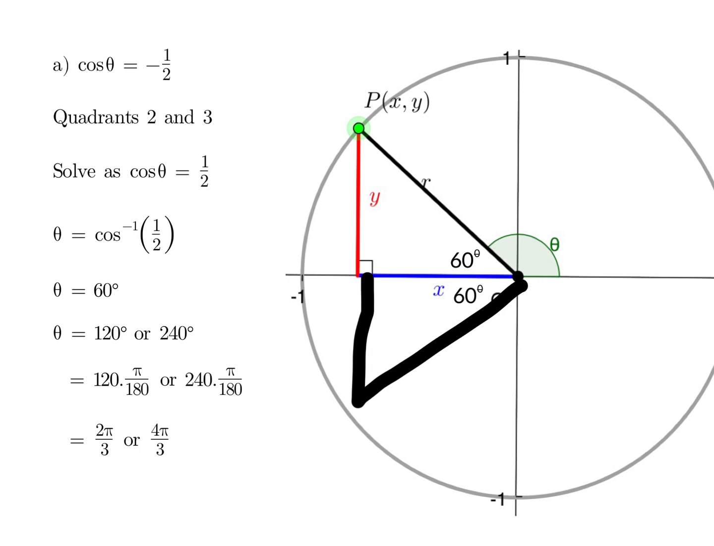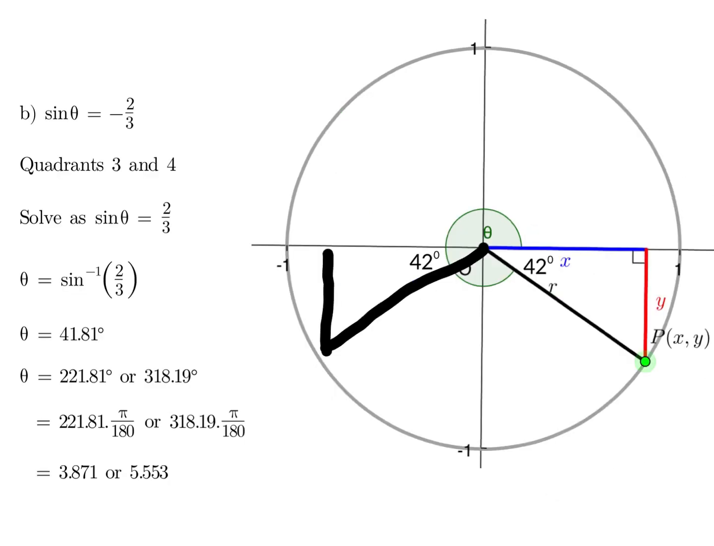Converting these to radians, 120 times pi on 180. So remember, 120 over 180 is 2/3. So that's 2 pi on 3. And 240 times pi on 180, on your calculator put 240 over 180 and you get 4 on 3. So you get 4 pi on 3 as our answer.